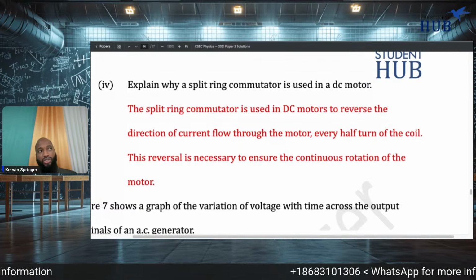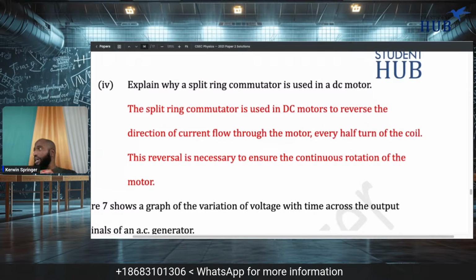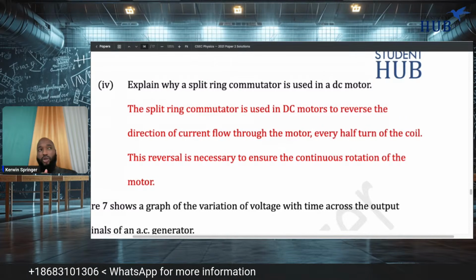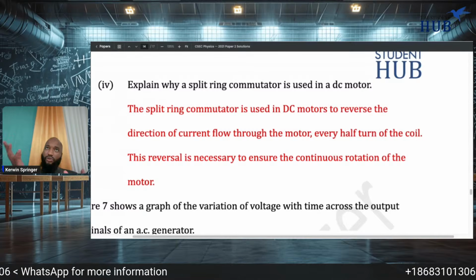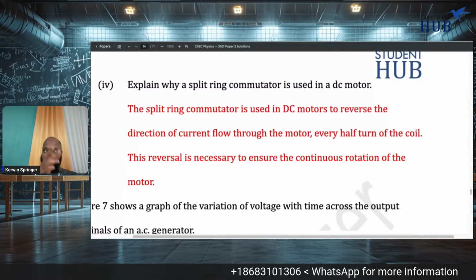So it's used to reverse the direction of the current through the coil. Every half turn, it's going to reverse. Remember, we talked about that. Because if it doesn't reverse, when it reaches around to the next side, it will end up bouncing back over to the side, and you would not get a continuous spin.